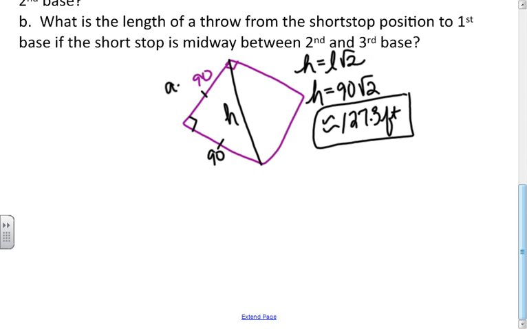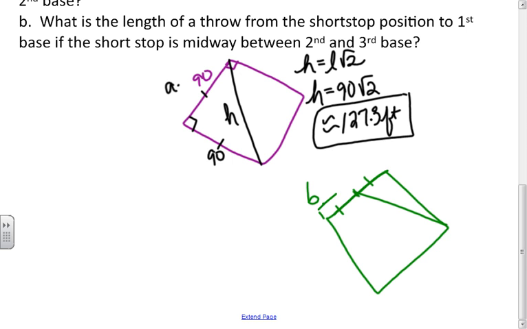Now if we look at B, what is the length of a throw from the shortstop position? We'll make a new picture. The shortstop plays about right there. To first base, if the shortstop is midway between second and third base. So remember, this whole thing was 90. If that shortstop is exactly halfway, this is 45 feet, and this is a right angle, and this is 90.